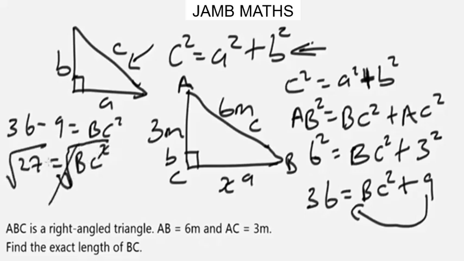This square cancels this square root. So our BC will be the square root of 27. When you punch the square root of 27 on the calculator, you're going to have it to be 3 root 3 meter. So that will be the value here. Here is 3 root 3 meter.